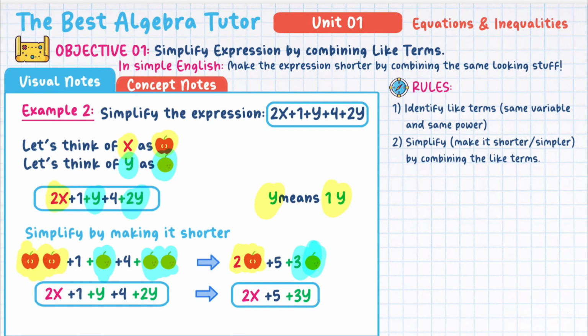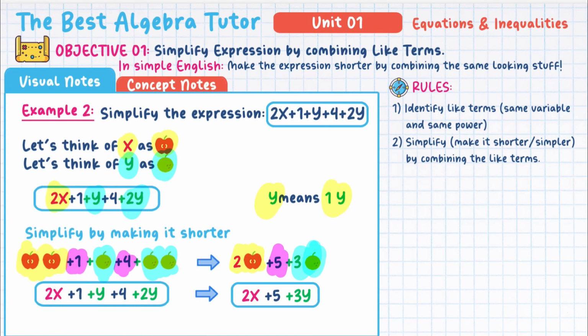And what I'm left with are my constants, or my numbers. So I have 1 plus 4 becomes 5. That's it. Again, we combine the like terms, so it is my simplified expression.